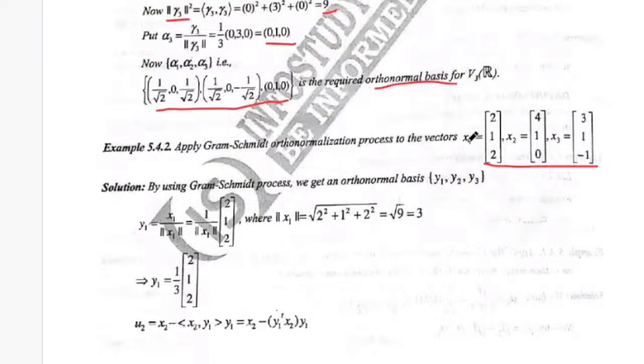Now we are applying the Gram-Schmidt orthonormalization process to the vectors x1, x2 and x3 in this form. Here I am assuming y1, y2, y3 form the orthonormal basis. So y1 will be nothing but x1 by norm x1, that is 1 by norm x1 into x1, which is given here. Norm x1 is nothing but square root of 2 square plus 1 square plus 2 square, which is root 9, which is 3. So y1 will be 1 by 3 into (2, 1, 2).